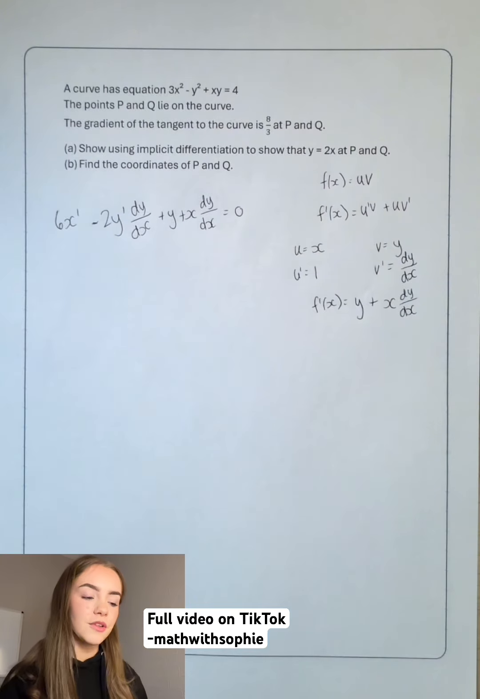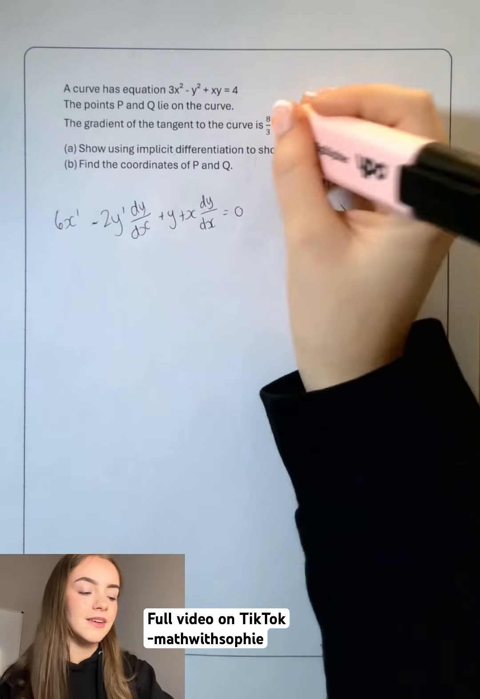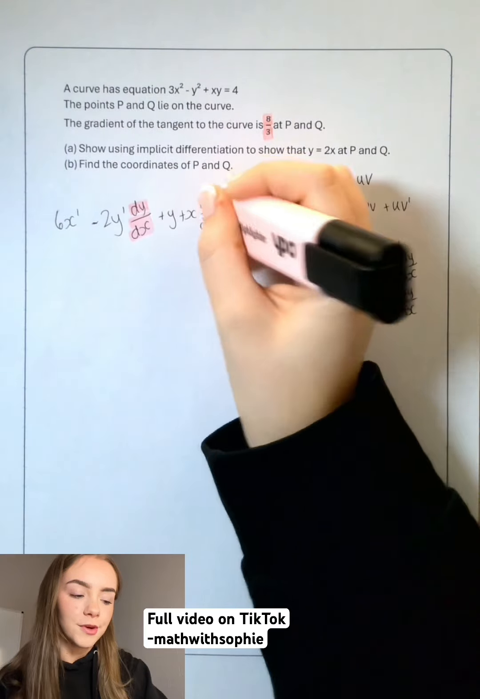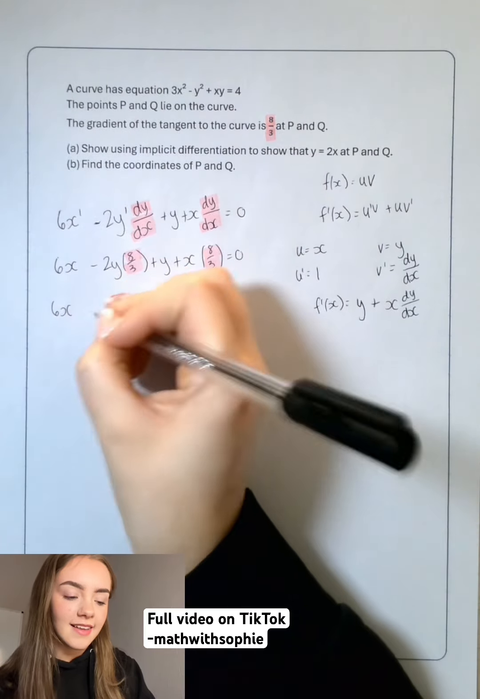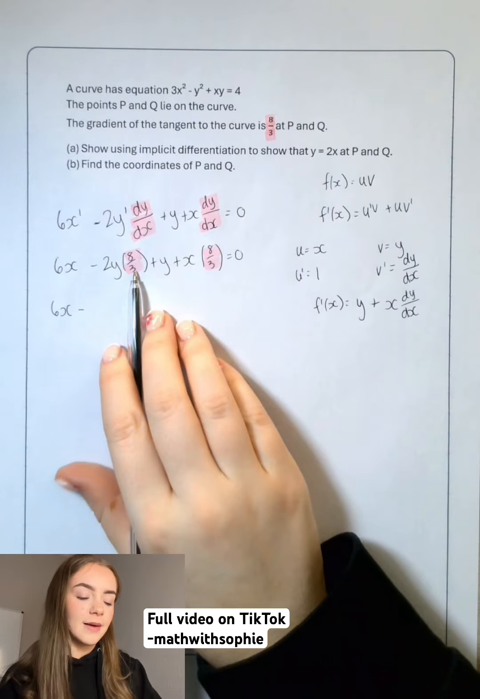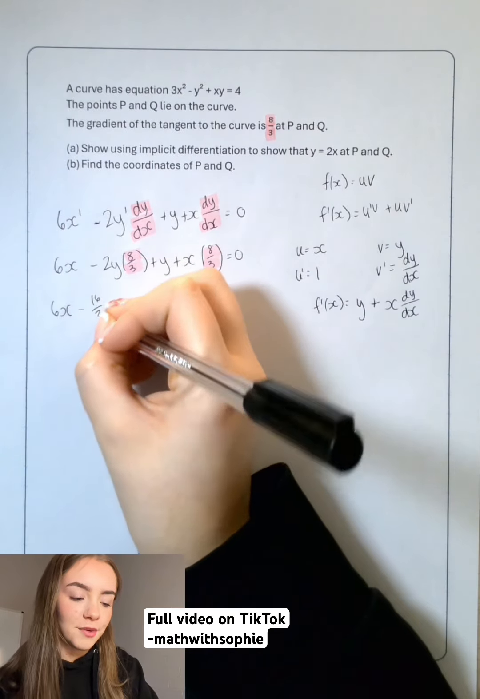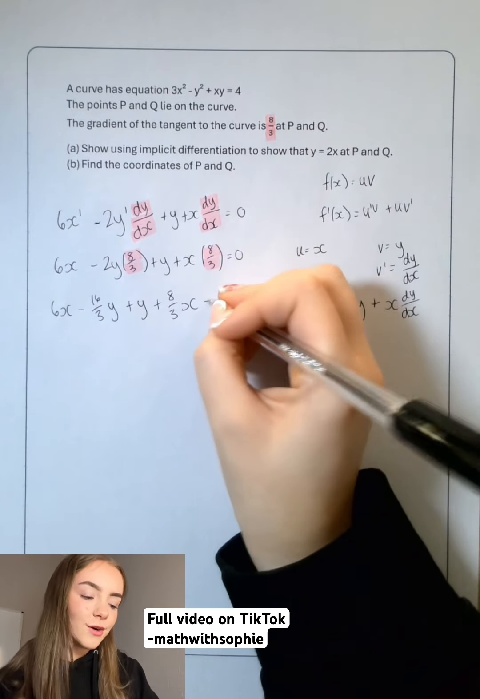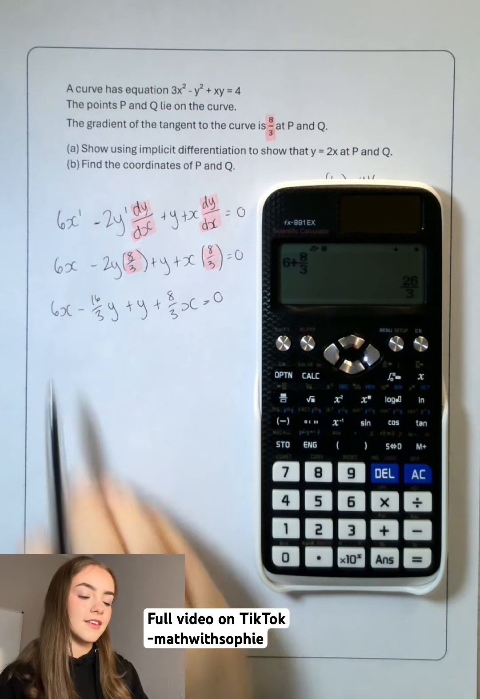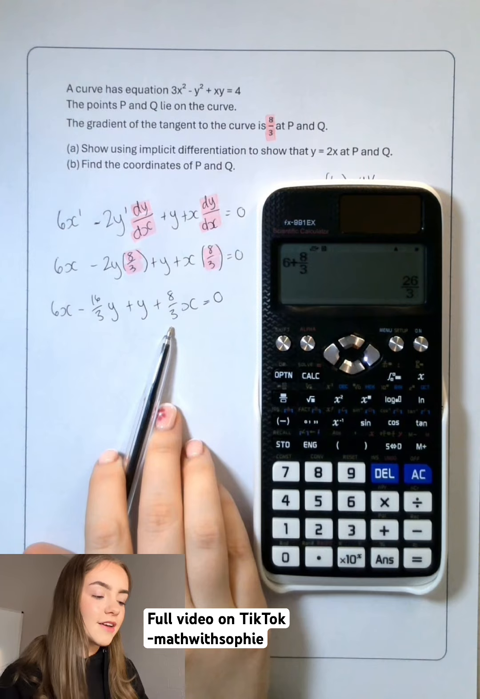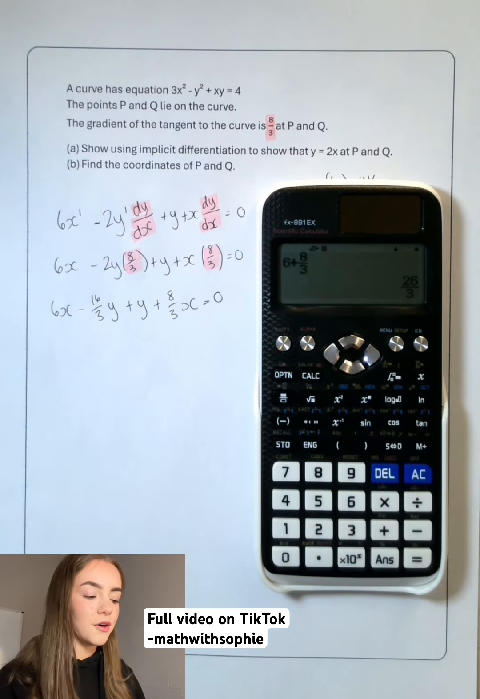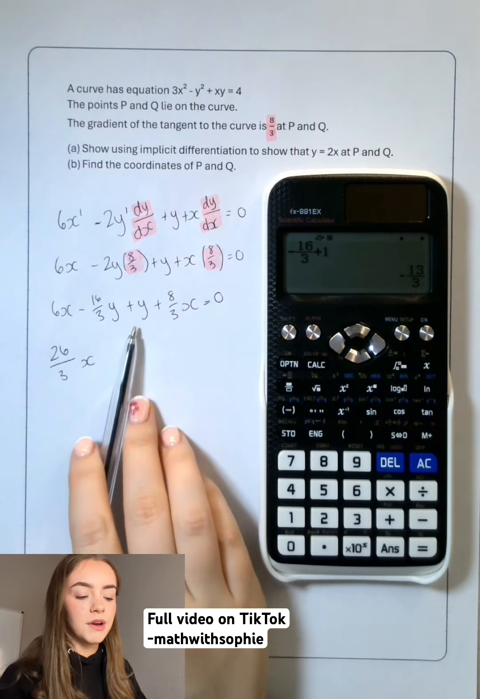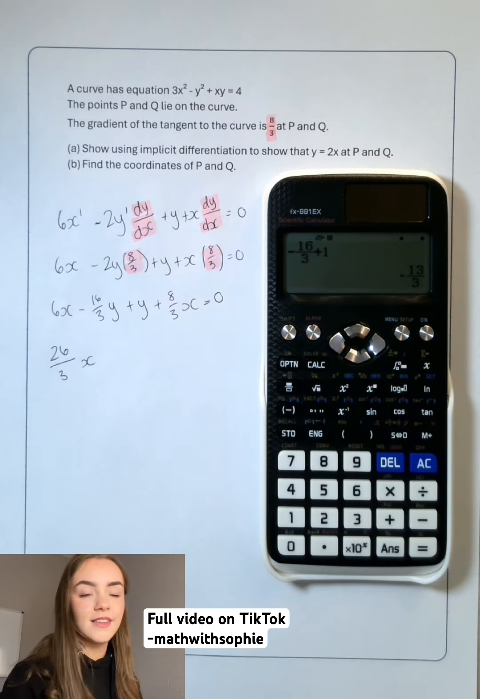From here, we're told that the gradient of the tangent at P and Q is 8/3, which means we can replace dy by dx with 8/3. And this will now give us 6x minus 2y times 8/3 will be 16/3y plus y plus 8/3x. And this is all equal to 0. Now collecting our like terms together, 6x plus 8/3 of x is equal to 26/3x. Then collecting our y terms together, minus 16/3y plus 1y is minus 13/3y.